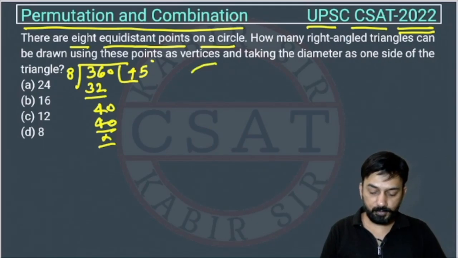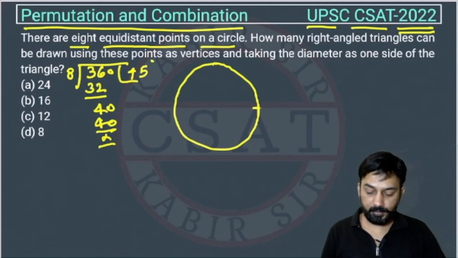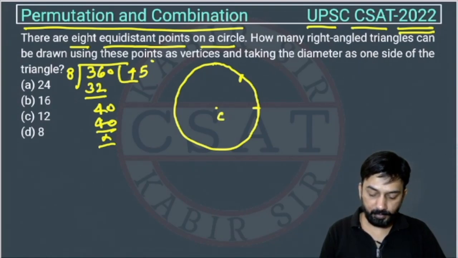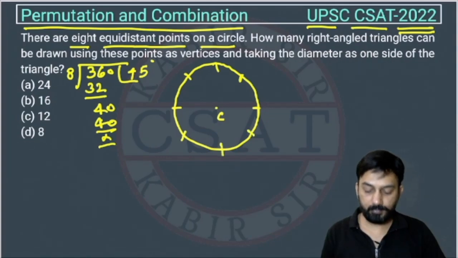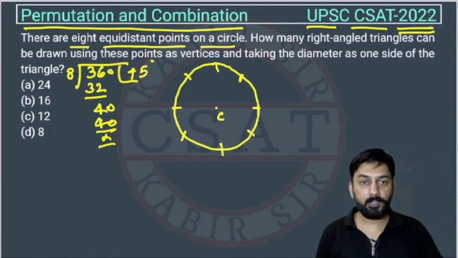So suppose this is a circle, right? So suppose the first point is here, then the second point will be, because this is the center of the circle, right? So the first point is here, the second will be here after 45 degrees, the third will be here, the fourth will be here, and the fifth will be here, then similarly sixth, 7th and 8th, right? So there are 8 equidistant points.